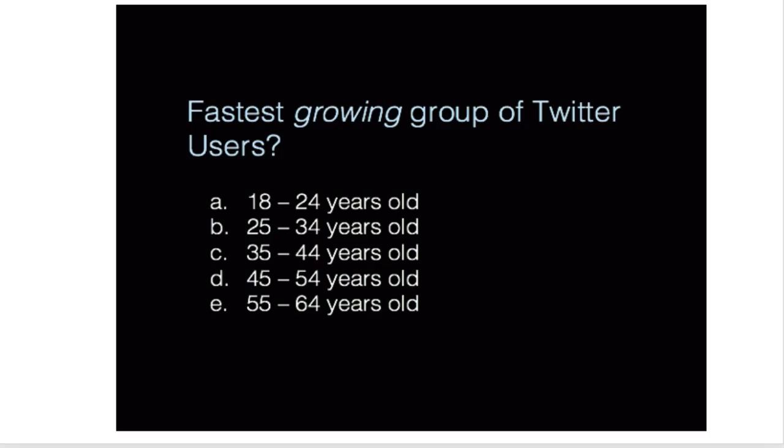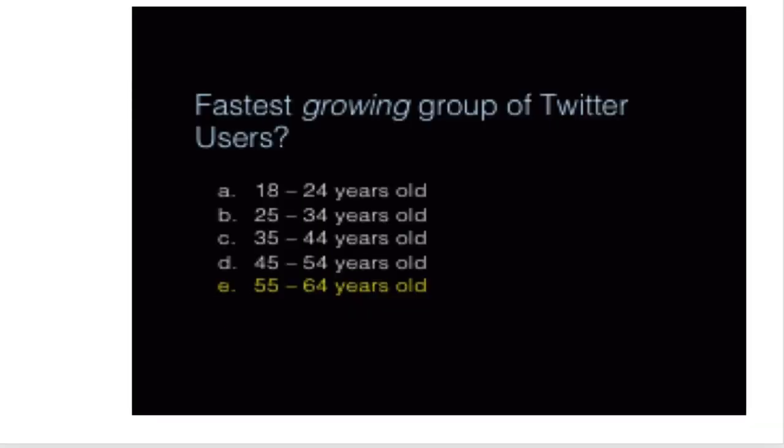A little bit about social media. Fastest growing group of Twitter users is A, B, C, D, or E. And the answer is 55 to 64 years old. What? Why is that? Well, because we're all getting chased off of Facebook because our children and the younger folks are leaving there because they're tired of getting stalked by us older folk, so they're going to Twitter. So we're all going over to Twitter to check out what they're doing.